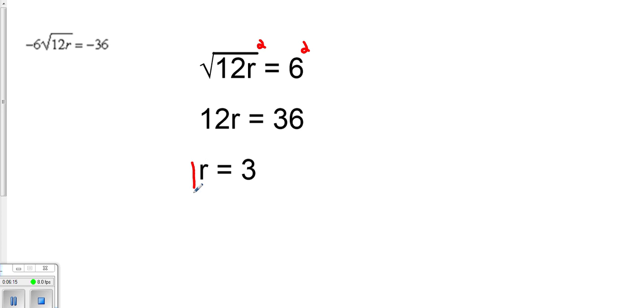Again, double check for any extraneous solutions. If r was 3, 12 times 3 would be 36, which is positive. So we do have the square root of 36. That works. Square root of 36 is 6. 6 times negative 6 is negative 36. So this checks out okay.